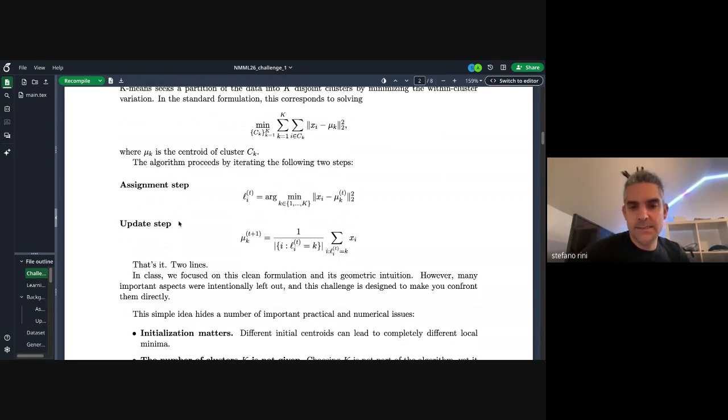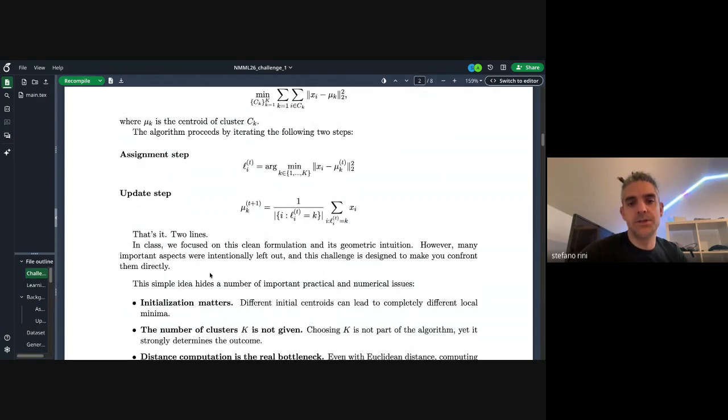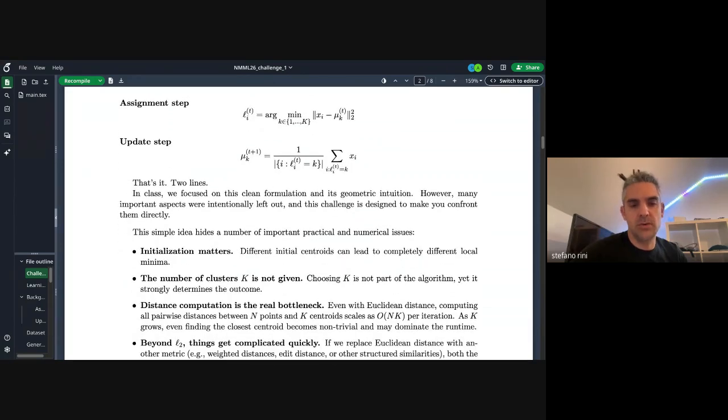And then there is the update step, in which you take the new cluster representative to be the average of the points that have been assigned to that cluster, the centroid. And then you iterate across these two steps until you converge to somewhere. And the initialization, of course, is a random initialization. So just two lines of code. Okay.